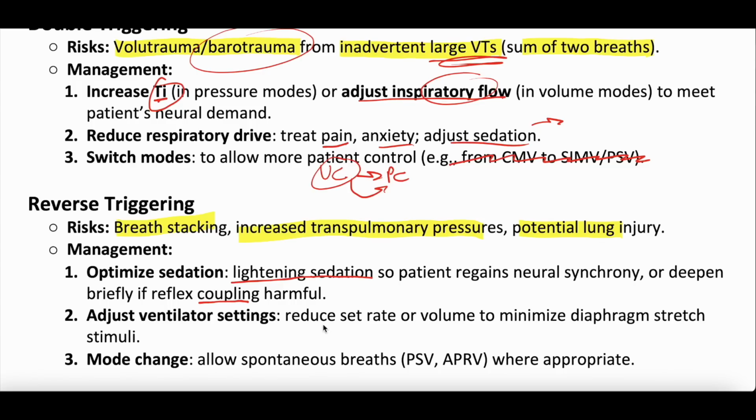Adjust ventilator settings. Reduce the set rate or volume to minimize the diaphragmatic stress. So if you can decrease the tidal volume or decrease the respiratory rate, sometimes that can help if a patient can tolerate that. And then again, adjusting modes can help too. But really lightening sedation is something to try, dropping the tidal volume or respiratory rate. And then if you have to, you can try to change modes.